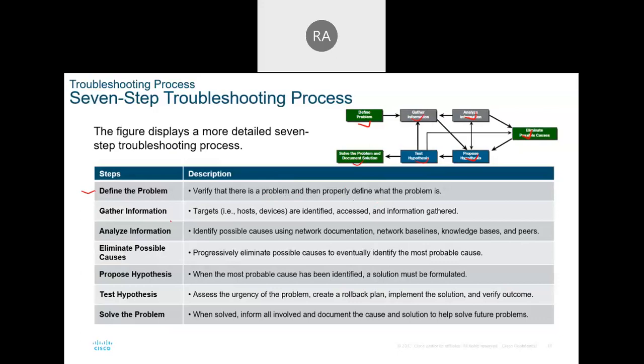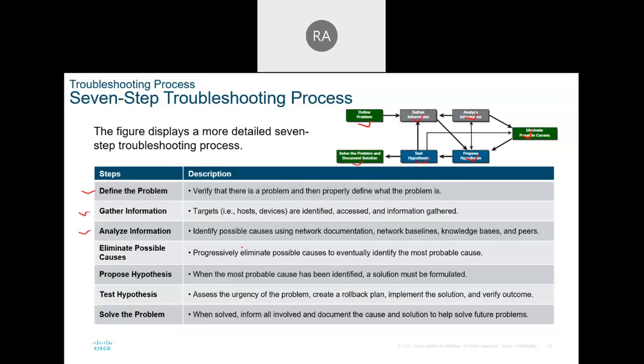and then properly define what the problem is. So you define it. Number 2, gather information: targets, hosts, devices. You identify them, you assess them, and gather information. Because sometimes the users can tell you, hey, I can't browse the internet. The internet is slow. Are you the only one? Is it everybody on the network? Or is it just that segment? You need to gather a lot of information, and so on and so forth.